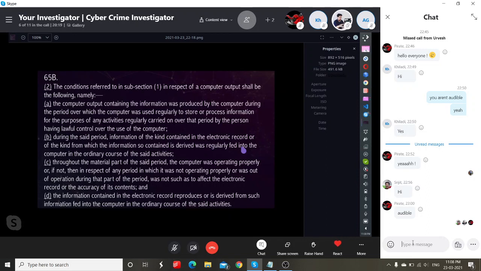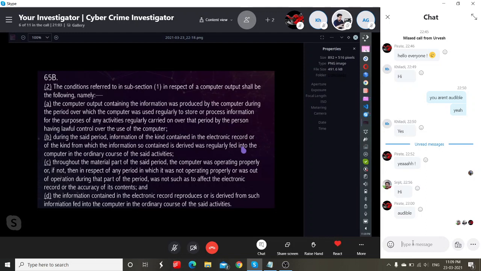So the point number A, the computer output containing the information was produced by the computer during the period of time over which the computer was used regularly to store or process information for the purposes of any activities regularly carried on over a period of time. So what is the first condition? That the computer from which this evidence is taken is supposed to be in regular use. So the regular storing and processing of information was done on the computer. The normal activity that a normal user does on the computer was done over that period of time. The first condition should be met.